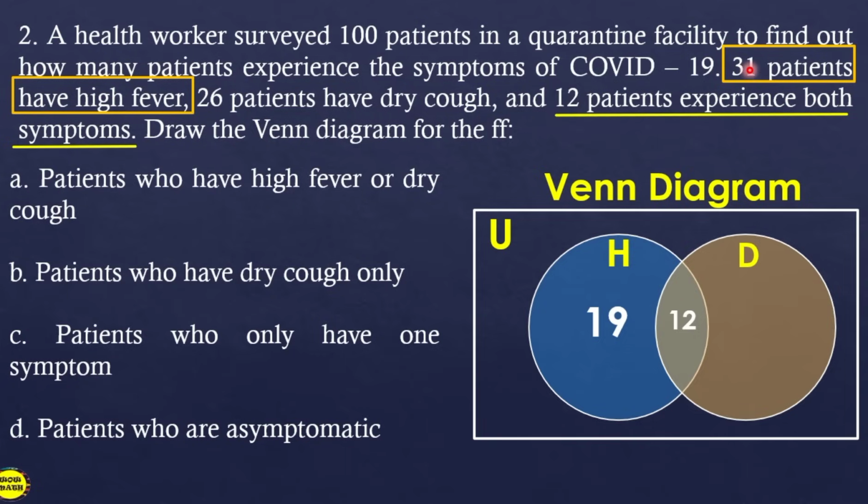Okay? So, kaya that's why it is very important na ang unang po nating ilalagay ay yung intersection palagi. Kasi, hindi mo pwedeng ilagay yung 31 patients dito na buo. Bakit? Pag nilagay mo dito 31, ibig sabihin lahat ng may high fever is 31 plus 12, 43. Dito ang sabi, 31 lang. Okay? So, bilang ito dun sa mga may high fever. So, 19 plus 12, 31.